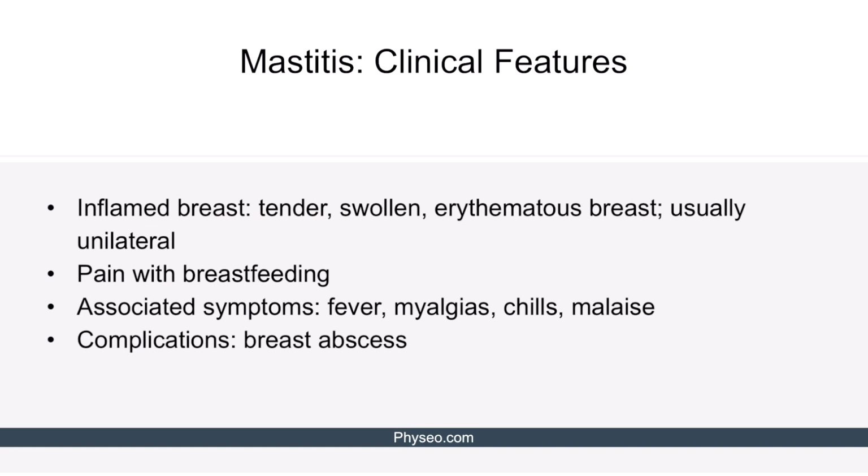Patients with mastitis present with an inflamed breast that appears tender, swollen, and erythematous, usually unilaterally. Patients also complain of pain with breastfeeding. They often have associated systemic symptoms such as fever, myalgias, chills, and malaise. It's important to note that mastitis can progress to breast abscess if left untreated.